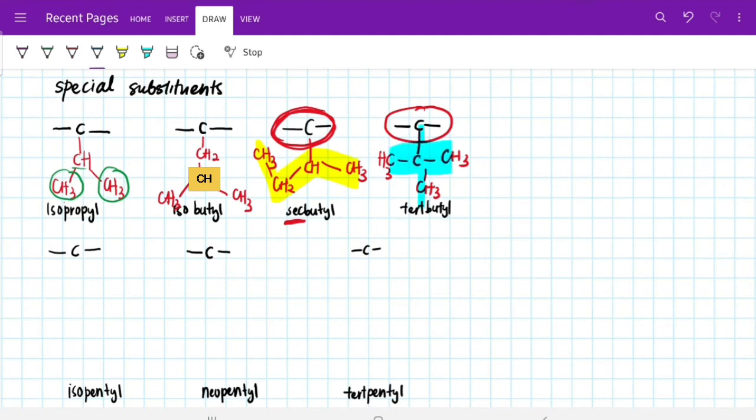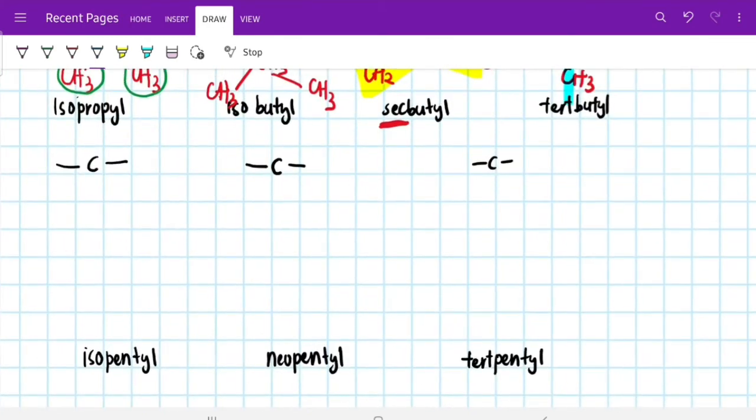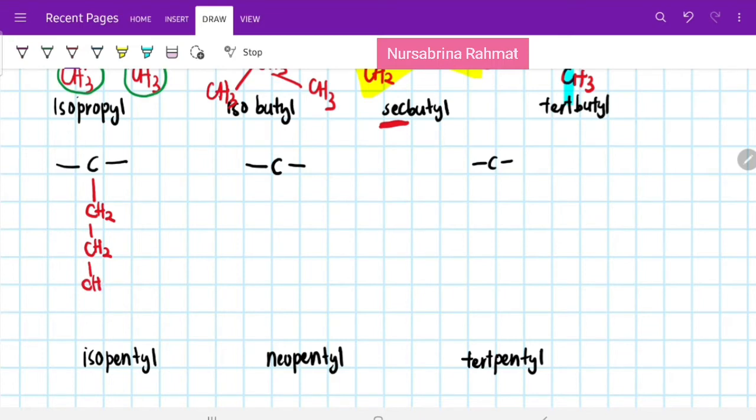Move on with the substituents that have 5 carbons in them. We have isopentyl, neopentyl, and tert-pentyl. Let's discuss isopentyl. That means there are 5 carbons in your substituent. It will have CH2 plus CH2, the second carbon, another CH at your third carbon, and then we have CH3, which makes up the iso compound. So 1, 2, 3, 4, 5. That is your isopentyl.